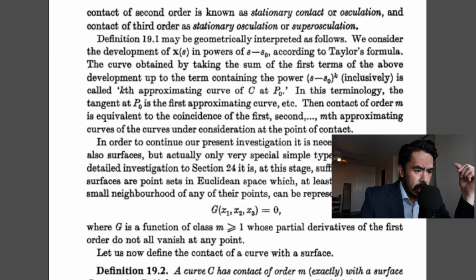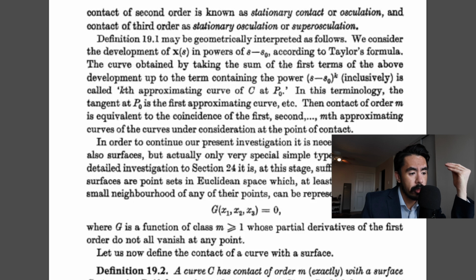The curve obtained by taking the sum of the first terms of the above development up to the term containing the power, quantity s minus s naught to the kth power, inclusively, is called the kth approximating curve of C at the point P naught. In this terminology, the tangent at P naught is the first approximating curve, etc. Then, contact of order m is equivalent to the coincidence of the first, second, etc. through mth approximating curves of the curves under consideration at the point of contact.